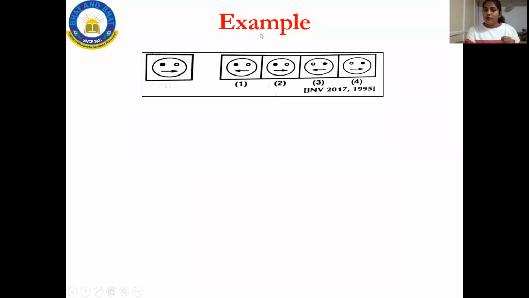Coming to the second one, one eye is closed and one is open, and the arrow is moving in the same direction. Let's compare with the question figure. Yes, it is absolutely correct. Therefore, option 2 is your answer. Why not the third one? Look at the eyes, they are in different directions. Why not the fourth one? Again, the eyes are different. So which one is your answer? Option 2.